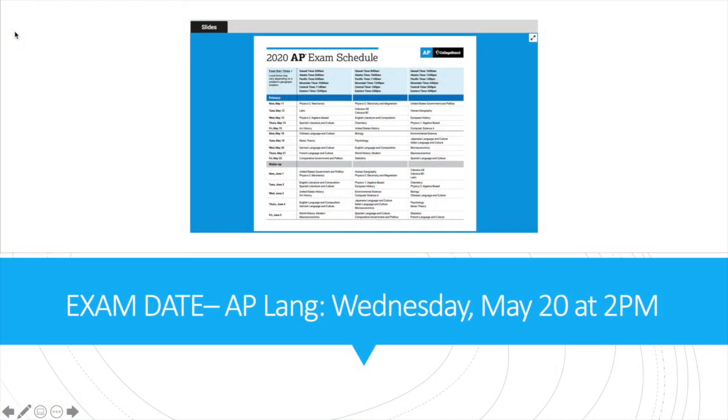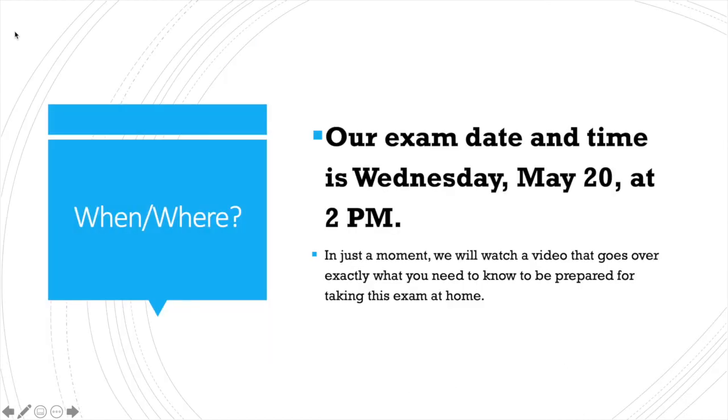The date for our AP exam is Wednesday, May 20th, and it will start at 2 p.m. What you'll want to do is make sure that you are logged in and starting the process of identity verification and everything like that at 1:30. Please do not log in right at 2 o'clock and think, great, I'll log right in and take it. Please start the login process at 1:30 p.m. on Wednesday, May 20th. I just said this, but it's good to say it one more time.